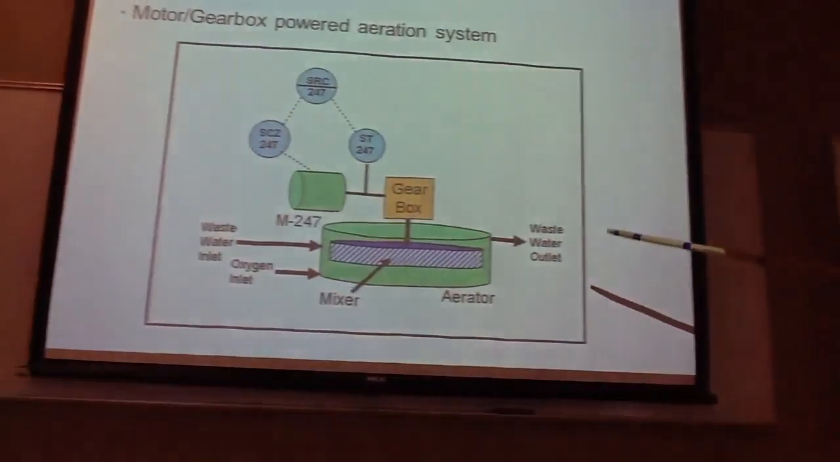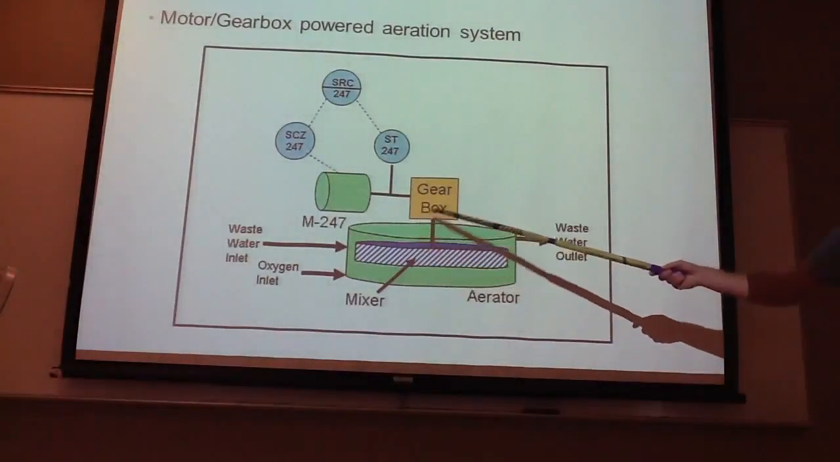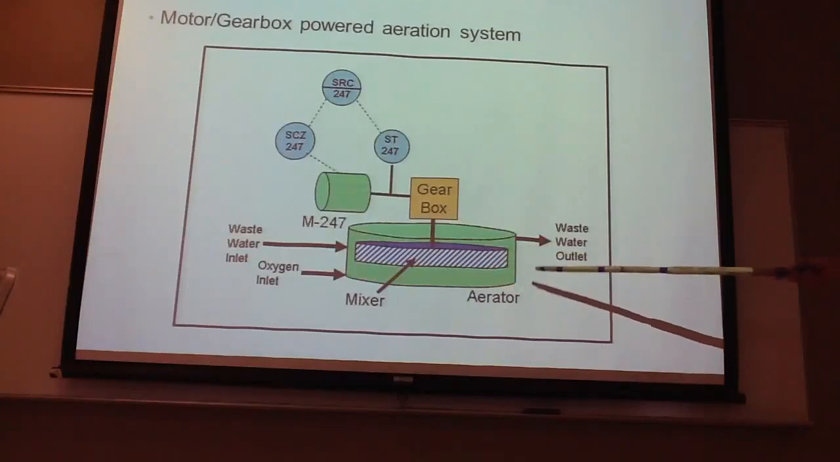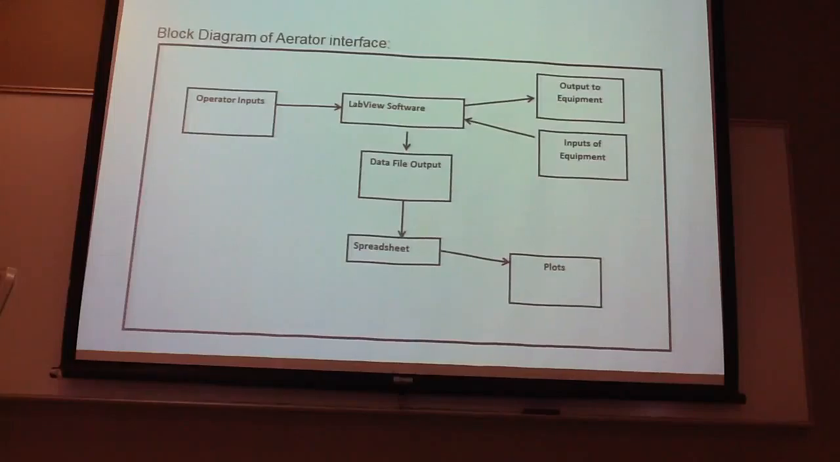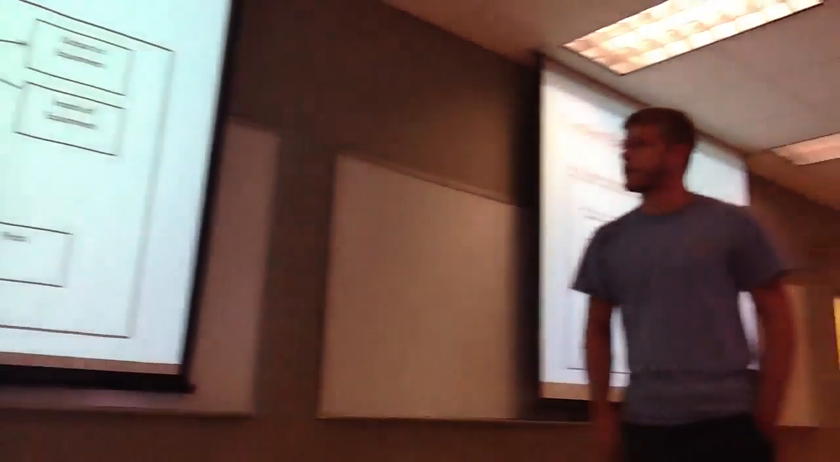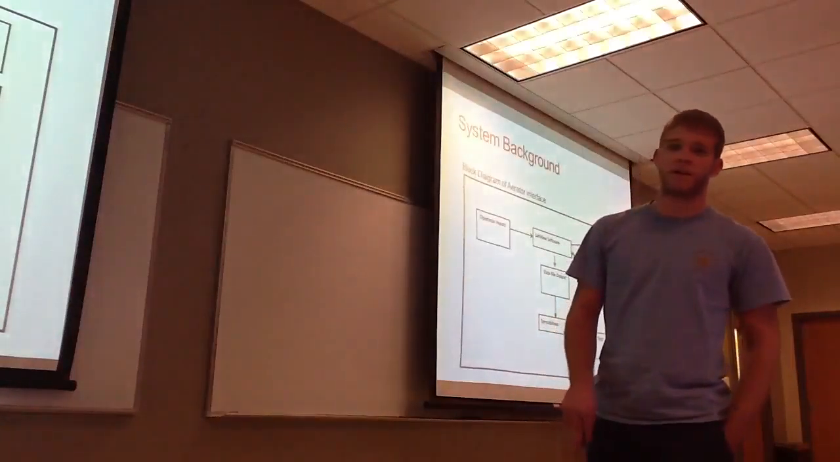model. Here we have a basic diagram of our system, the motor, 101 gearbox reduction to the mixture that's inside the aerator tank with all the wastewater. A block diagram of our aerator interface and how we go about collecting data from our system.